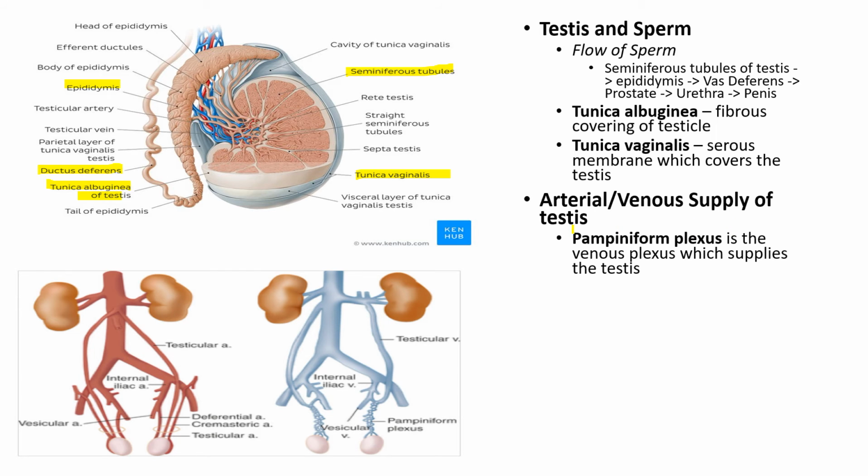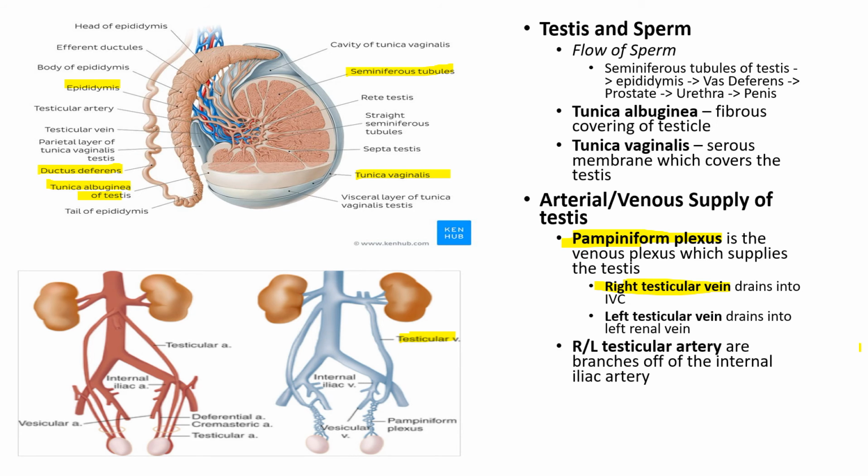Next, now that we've talked about the flow of sperm, let's talk about the arterial and venous supply of the testes. So the pampiniform plexus is the venous plexus, which drains the testes. Something important to note is that the right and left testicle, as well as the right and left ovary, drain into different structures. So the right testicular vein and the right ovarian vein drain directly into the inferior vena cava, and the left testicular vein and the left ovarian vein actually drain into the left renal vein. And the right and left testicular artery and the right and left ovarian artery are branches off the internal iliac artery.